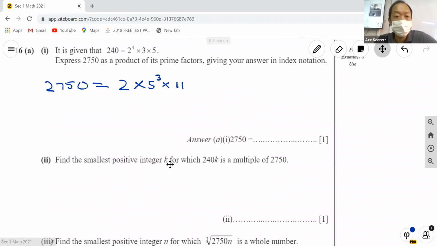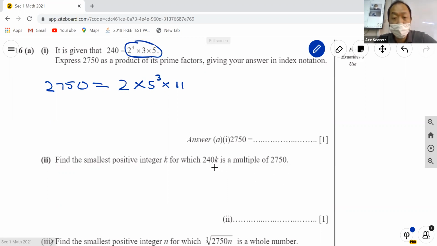Not sure. Okay, so let me go through this. 240k is a multiple of 2750. What this means is this thing is part of this. Meaning if you have a 2, you need a 2. If you have a 3 here, there's no 3 here, so it doesn't matter, but there's a 5 cube. So you're going to need 2 additional 5s, and then you need another 11.